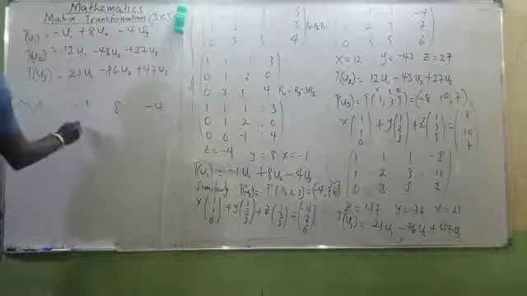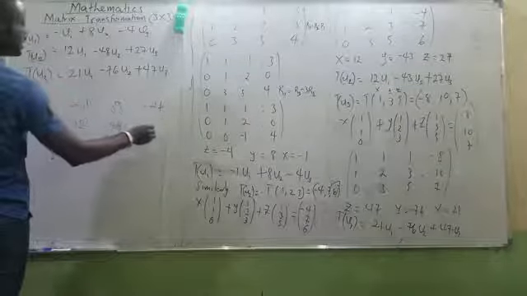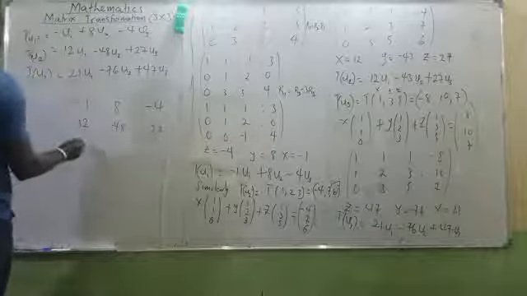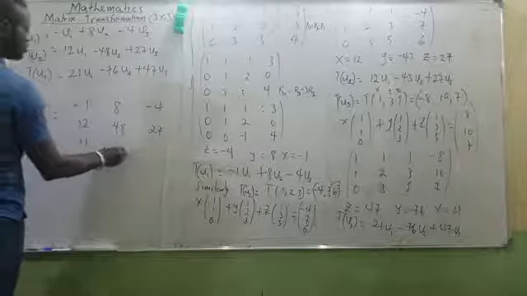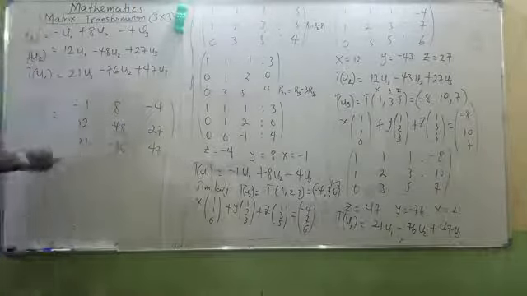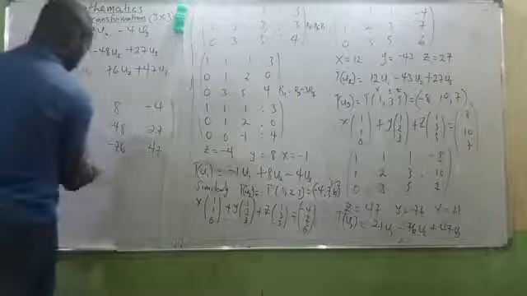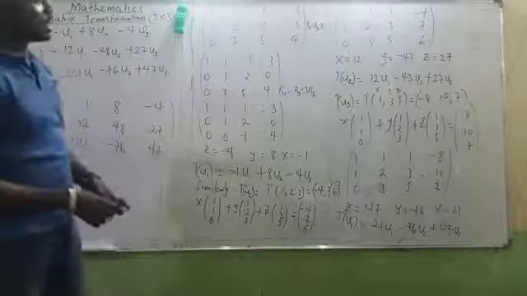Now, it means the matrix that we are referring to will be equals to minus 1, 8, minus 4, and minus 8, 27, and also 21, minus 6 and 46. That is what we are to work on. That is all what we have. And that is the matrix that we are looking towards, that you are looking for.